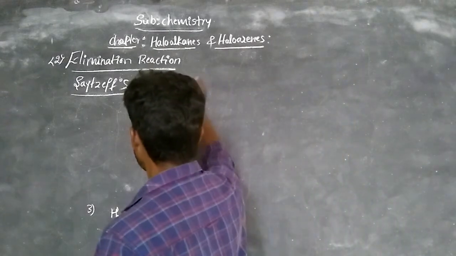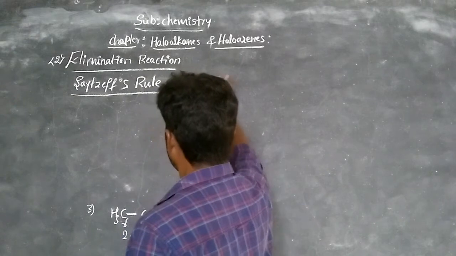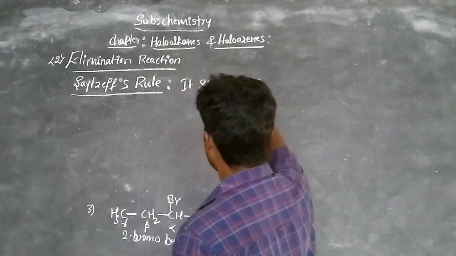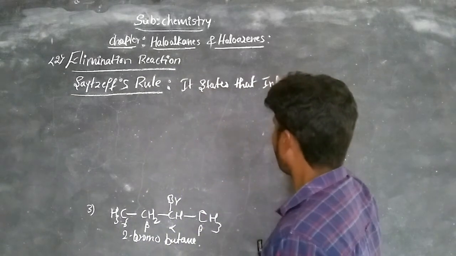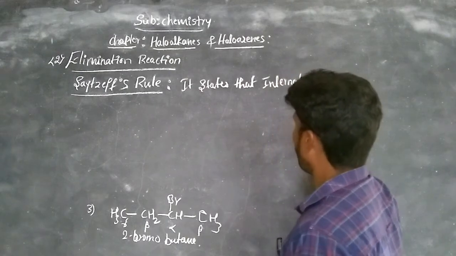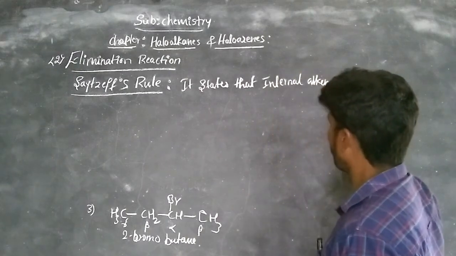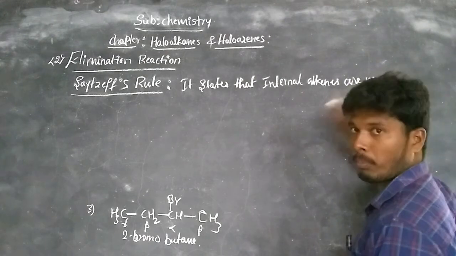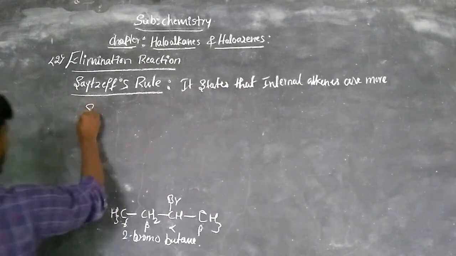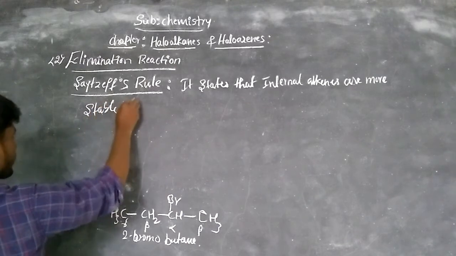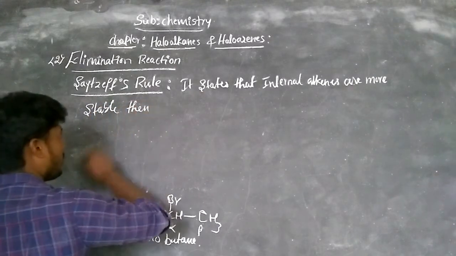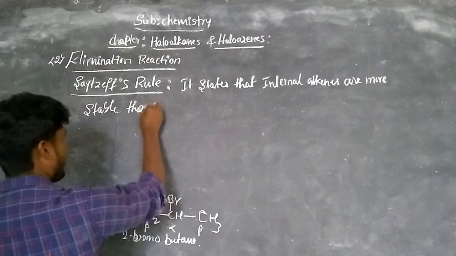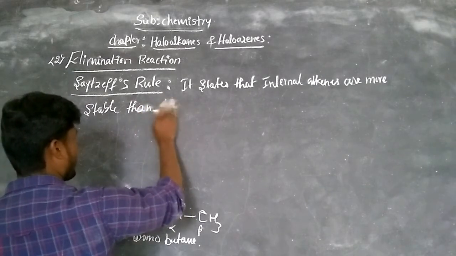That is, it states that internal alkenes are more stable than terminal alkenes.